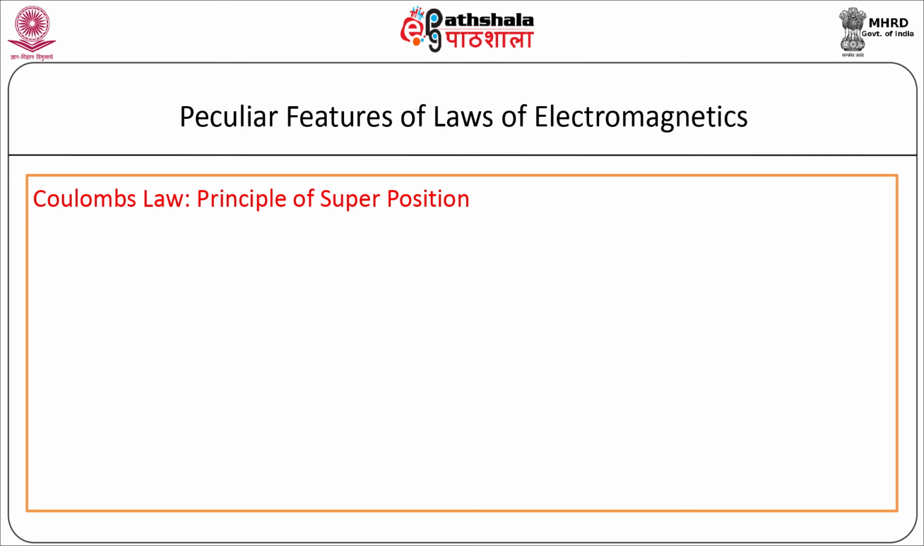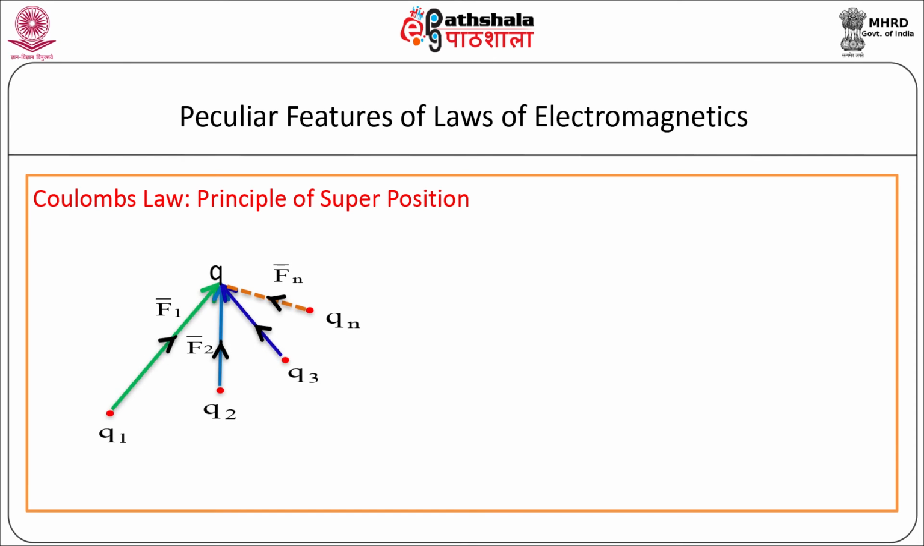If there are n number of point charges, say Q1, Q2, Q3, etc. up to Qn, then the net force acting on a charge Q is given by the vector sum of the forces F1, F2, F3, etc. up to Fn on Q due to the individual charges. This is nothing but principle of superposition.